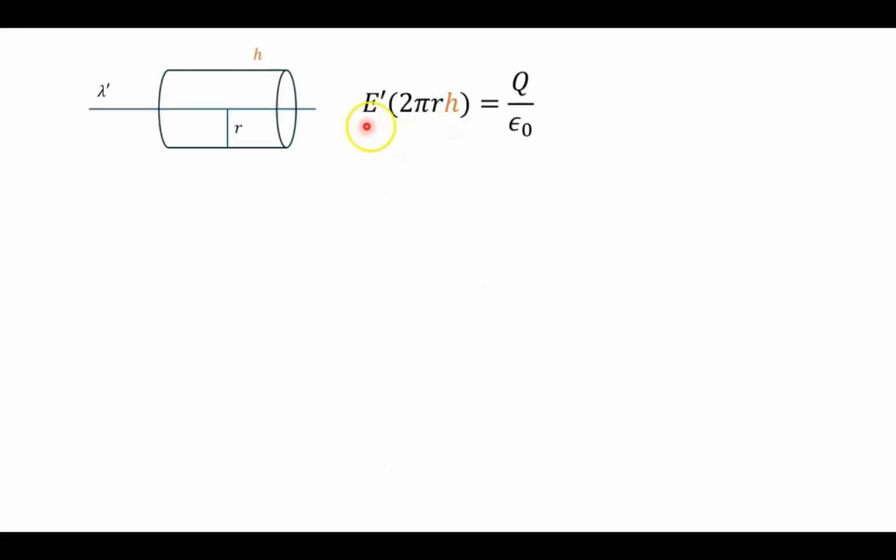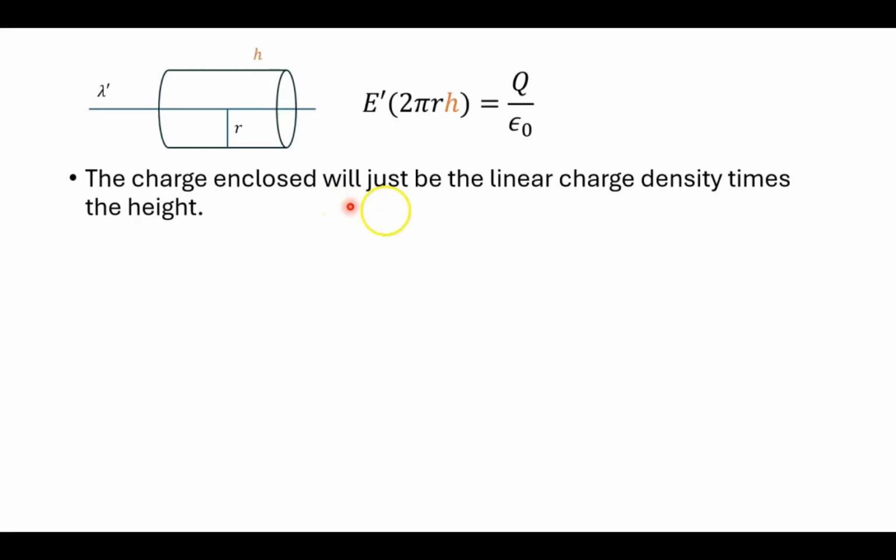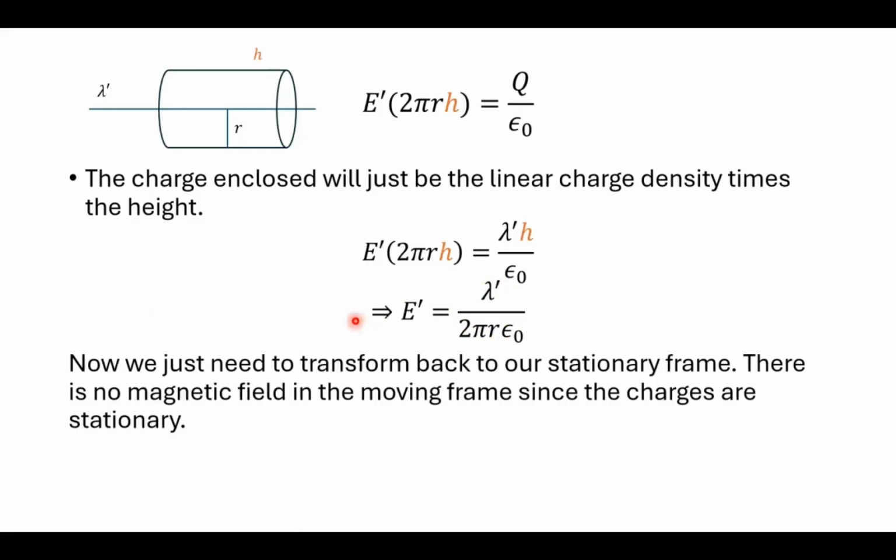So the right hand side is still the charge enclosed, and the left hand side we have just found. The right hand side involves the charge enclosed in the cylinder. It will just be the linear charge density times the height, because that's how it's defined. The linear charge density is just the number of charges per unit length. If you multiply by the total amount of length here, you will get the charge here. And you can see that you can basically cancel out the h here and divide by 2 pi r, and you will get this. The electric field observed in the moving frame is the charge density observed divided by 2 pi r epsilon 0. Now we have the electric field.